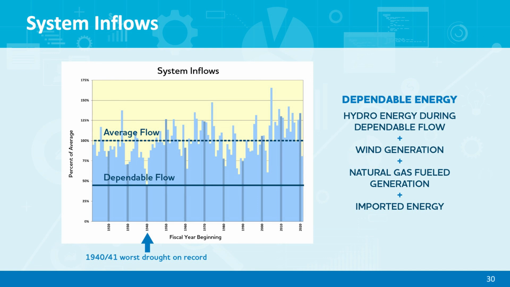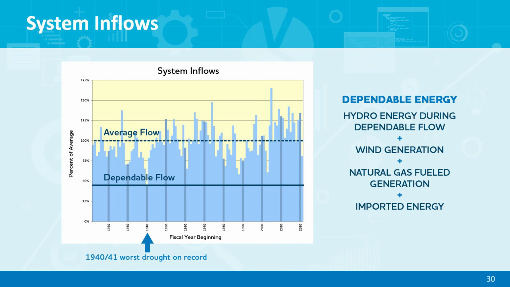The model includes over 100 years of historical system inflows to represent future water conditions. Dependable flow is the lowest system inflow on record, which corresponds with the most severe drought we've ever experienced, highlighted by the arrow on this graph.